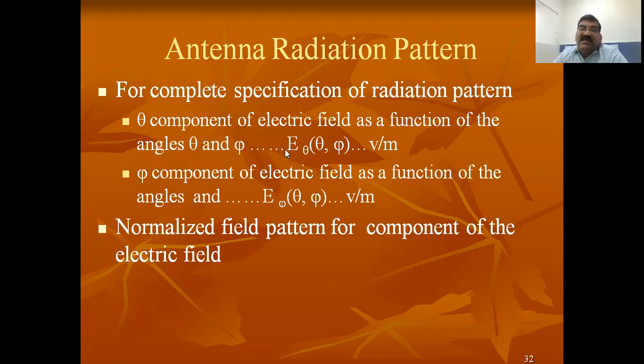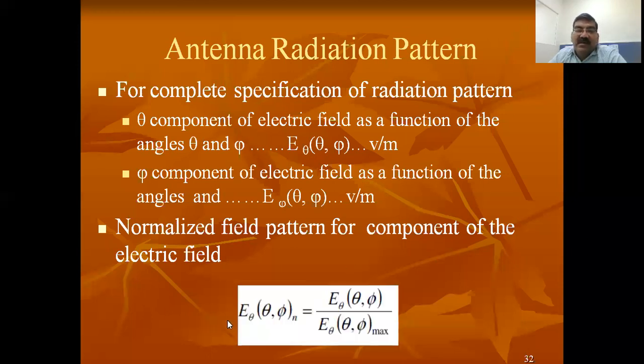The electric field representation is E theta, which is a function of both theta and phi. The electric component along the phi direction, E phi, is again a function of both. For the normalized field pattern of the component, E theta is generally taken as a function of theta and phi, both. So it is E theta in a particular direction relative to E theta maximum. This way that ratio can be calculated. The antenna radiation pattern is calculated here.